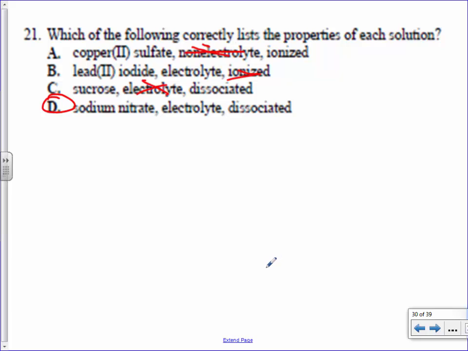Did they get that one right? Pretty good for you guys. It's one of those where you got to walk through all of them and make sure you catch all the little details. Because like B is close, except it doesn't ionize. And C is close, except sucrose should not conduct electricity. Actually, it doesn't dissociate either.